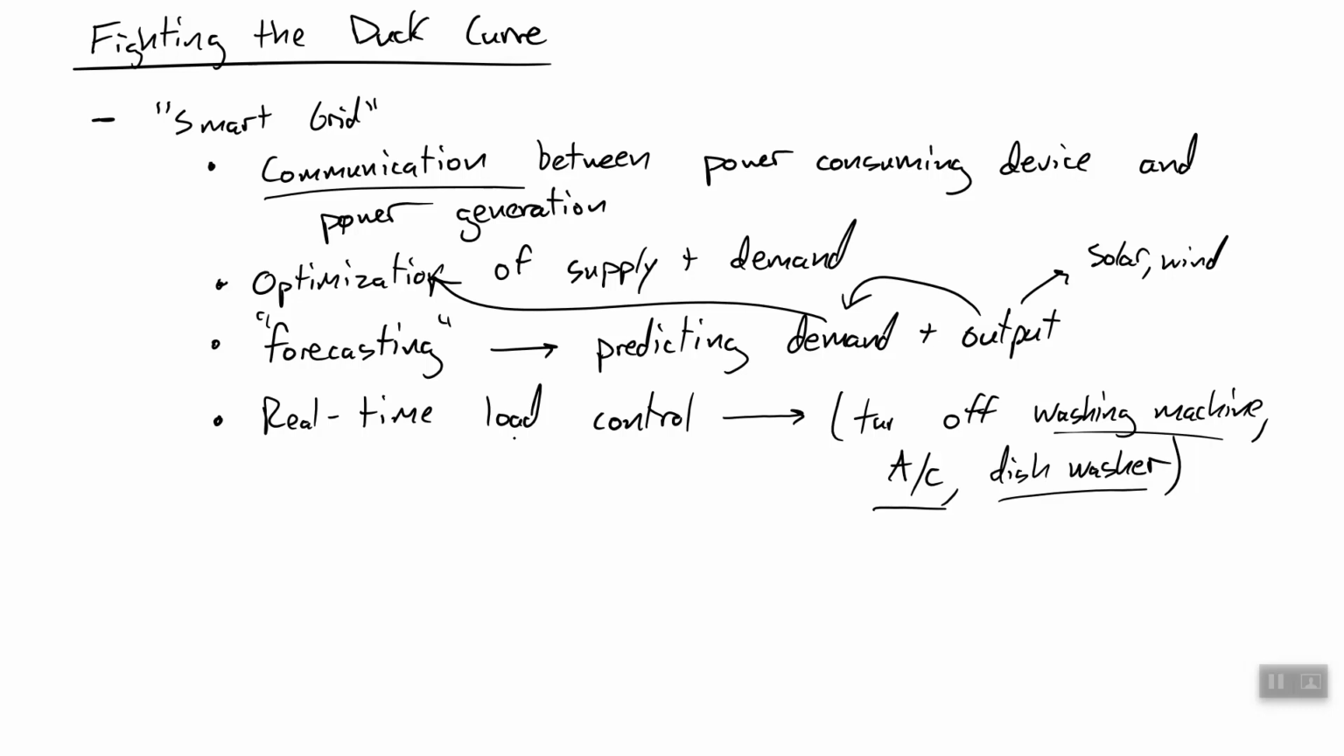So now, real-time load control, not just turning on and off power plants, but turning on and off the things that are using that power. And make all of this smart. In other words, the devices are controlling themselves. There's no human interaction here.